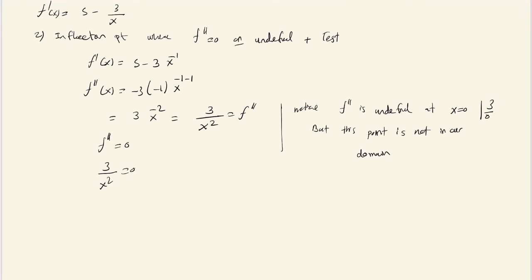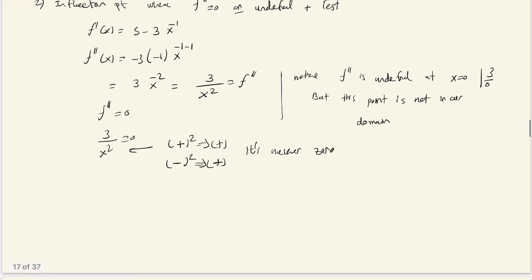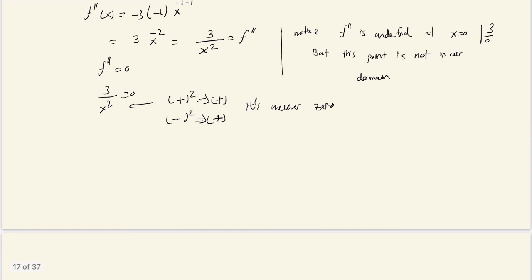And noting here that x squared is never going to be equal to 0. Whether x takes positive or negative values, it's always positive since it's squared. Therefore, this term is never 0. This means that we don't have an inflection point for this function of x.